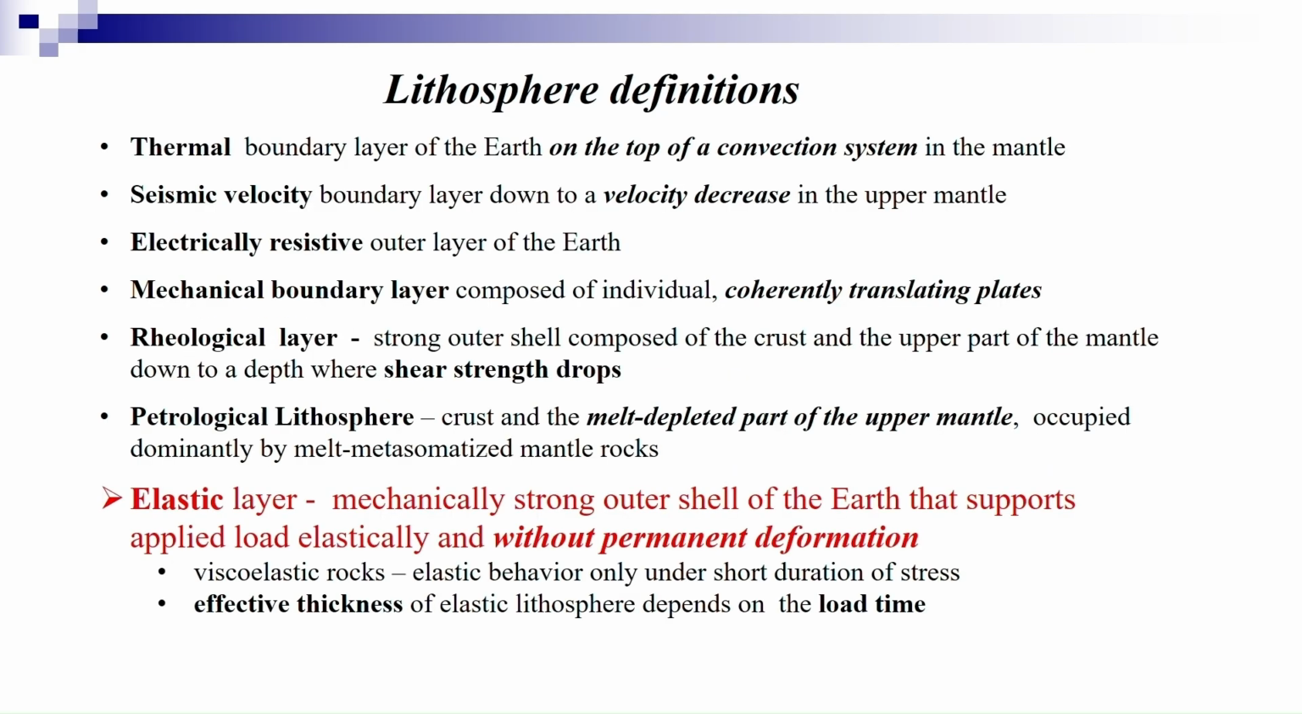The last example of the lithosphere definition describes it as an elastic layer, the mechanically strong outer shell of the Earth that supports applied load elastically and without permanent deformation. Viscoelastic rocks exhibit elastic behavior only under short duration of stress. Thus, the effective thickness of elastic lithosphere depends on time of load and delineates the thinnest lithosphere among all the definitions.